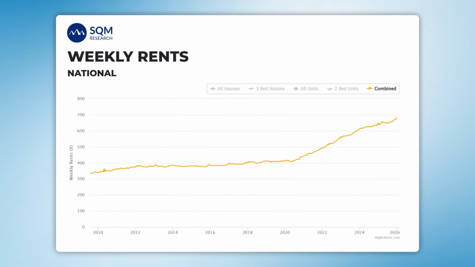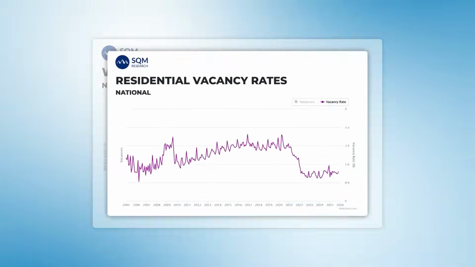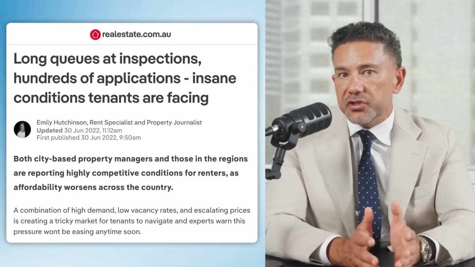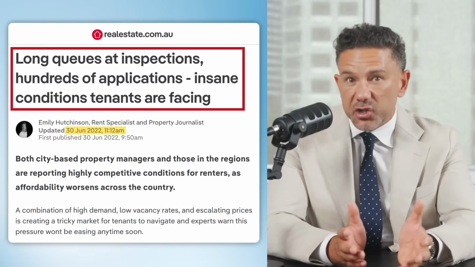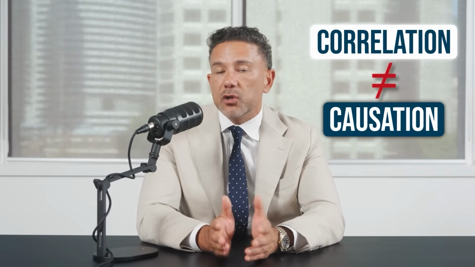And at the exact same time, if you look at the data, the rental market went absolutely feral. Vacancy rates collapsed. And if you follow SQM data, you can literally see it happening. All over the news, you had these stories of inspections turning into the rental Hunger Games. So naturally, people connected the dots, and I do get it. It makes sense emotionally, but what people don't understand is that correlation doesn't mean causation. When you actually look at the timeline, the story starts to fall apart.